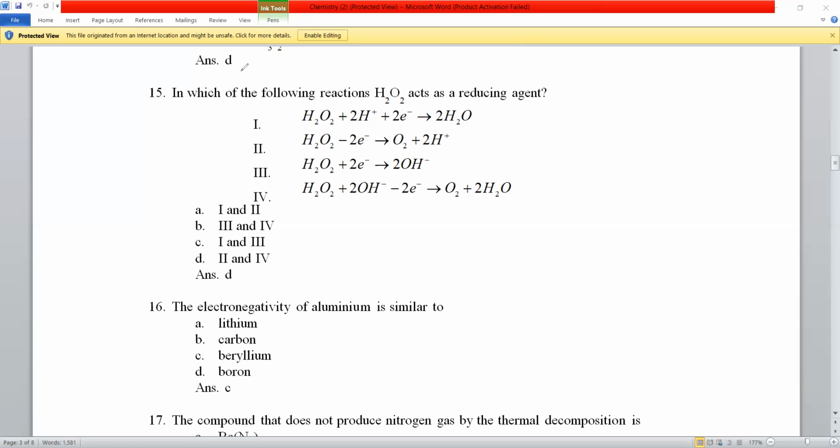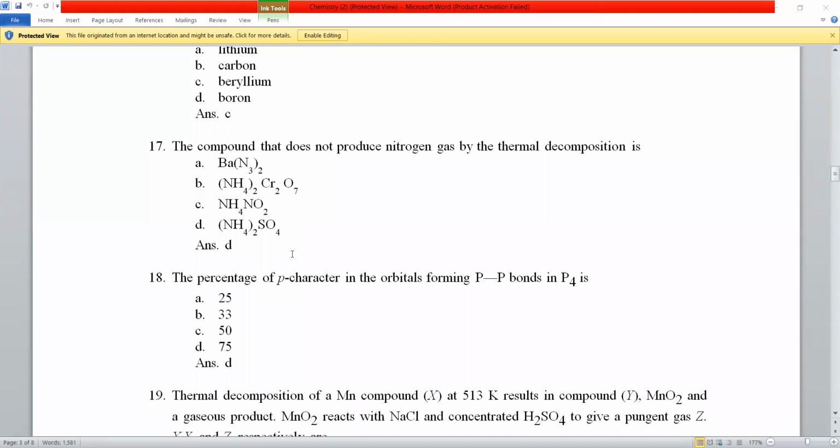Question number 17. The compound that does not produce nitrogen gas on thermal decomposition. We know very well azides will give nitrogen, dichromate will also give nitrogen on heating, and ammonium nitrate will also give nitrogen, but ammonium sulfate doesn't give. So option D is the correct one.